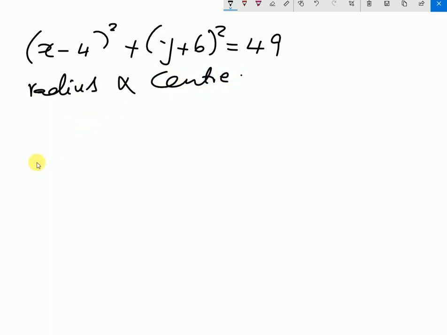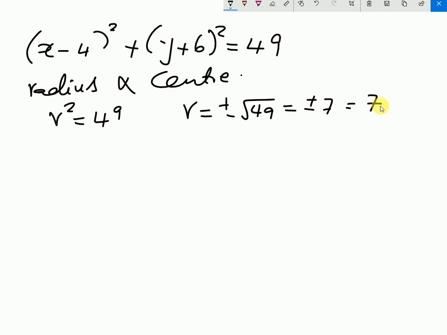It's easy, people, I'm telling you, but be careful, people. The radius is this one here, and this one is r squared. It's not r, it's r squared. r squared is 49. So meaning that r is plus or minus the square root of 49, which is plus or minus 7. But because r is always positive, people, r is equal to 7.